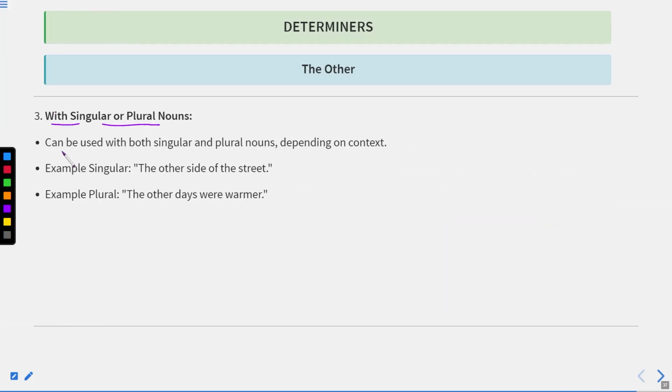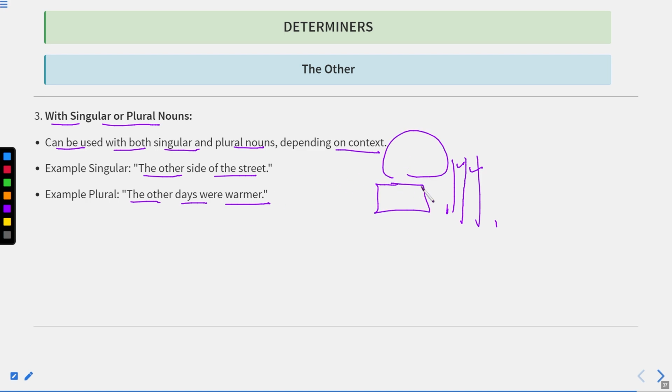The other can be used with both singular and plural nouns depending on context. Example, singular: the other side of the street. It means there is one side of the street and the other side of the street. For example, if the road or street is two-sided, this is one side, this is the other side. The other days were warmer. The other days means the days which have passed.